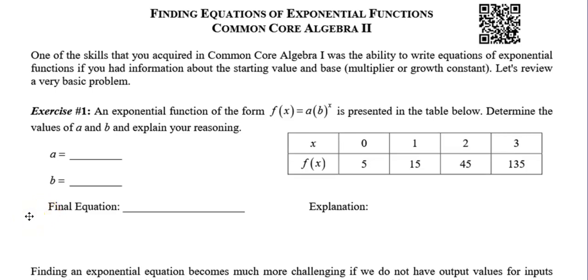In this recording, we're going to review a pretty useful skill from Algebra 1, which is to write an equation of an exponential function given a table of values or a graph. So let's start with this table of values.